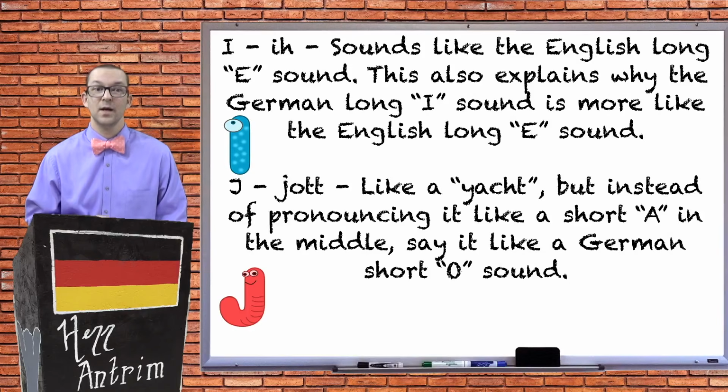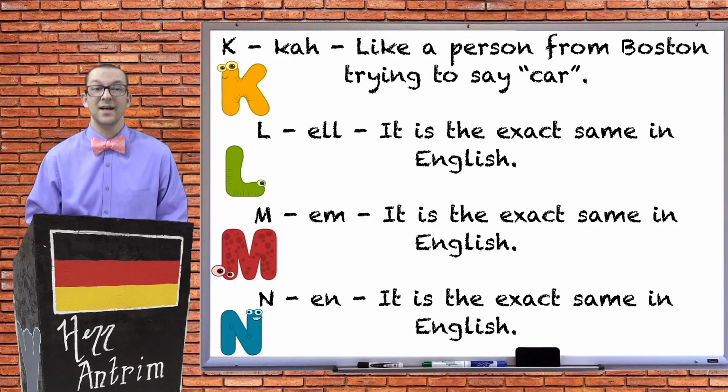Yacht. Like the word yacht in English, but instead of pronouncing it like a short A in the middle, you say it like a German short O. Yacht. Ka. Like a person from Boston trying to say car. Ka. L. Exactly like it is in English.